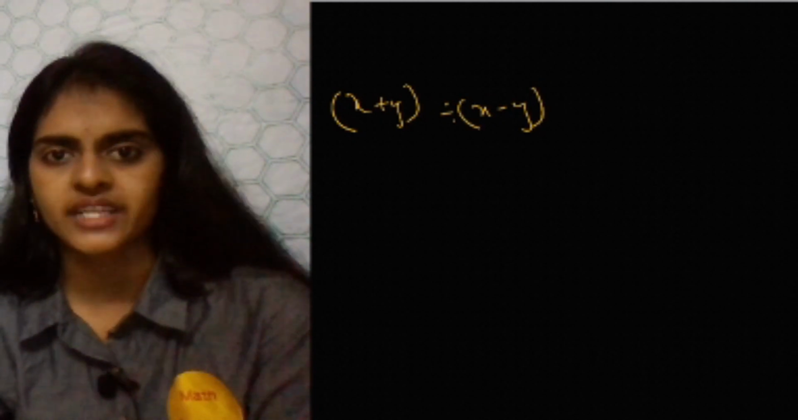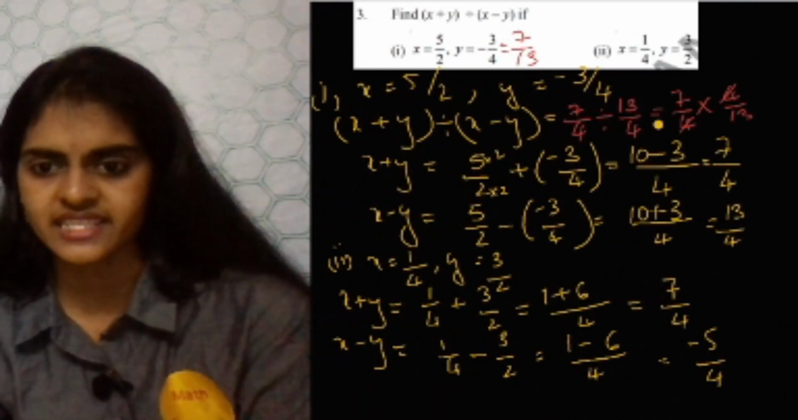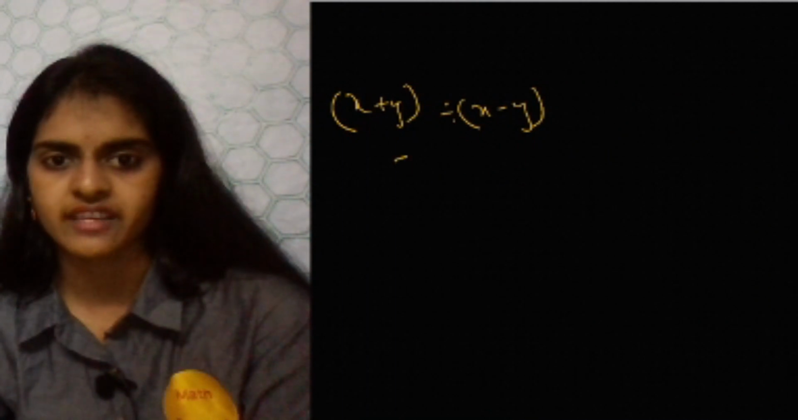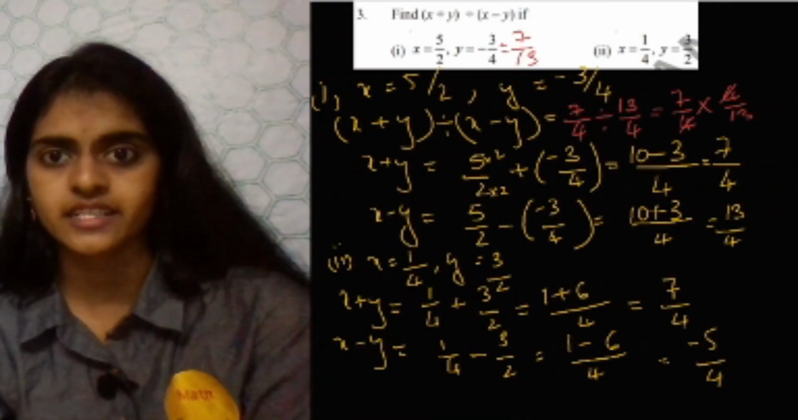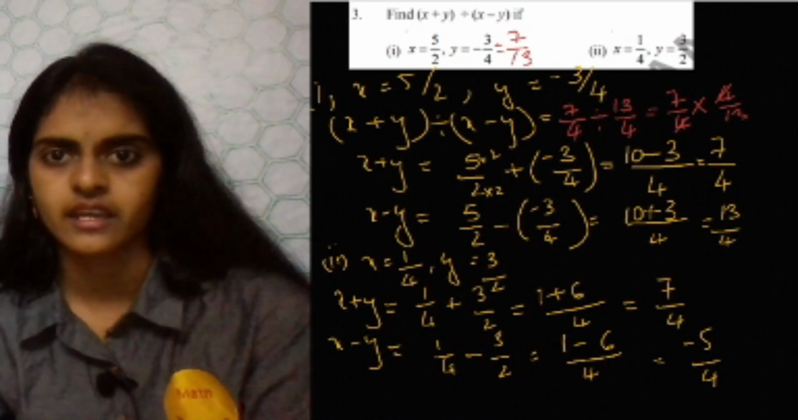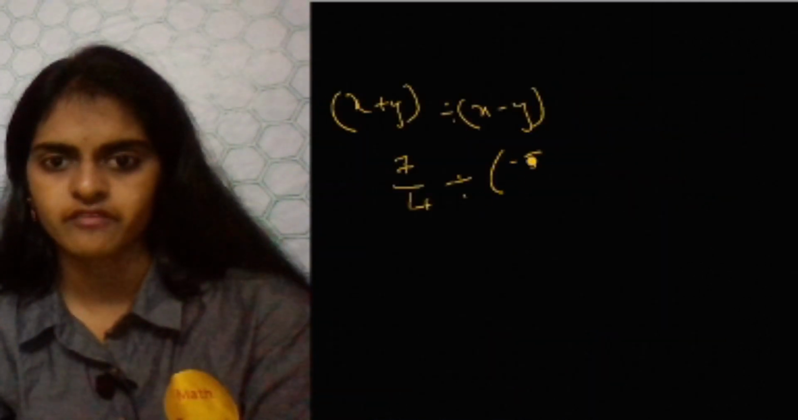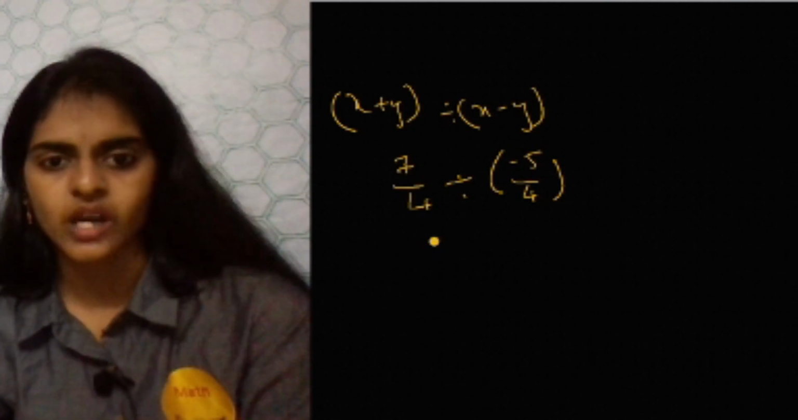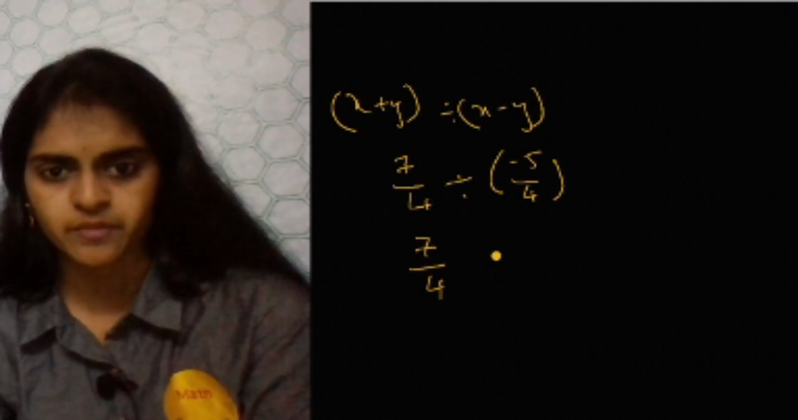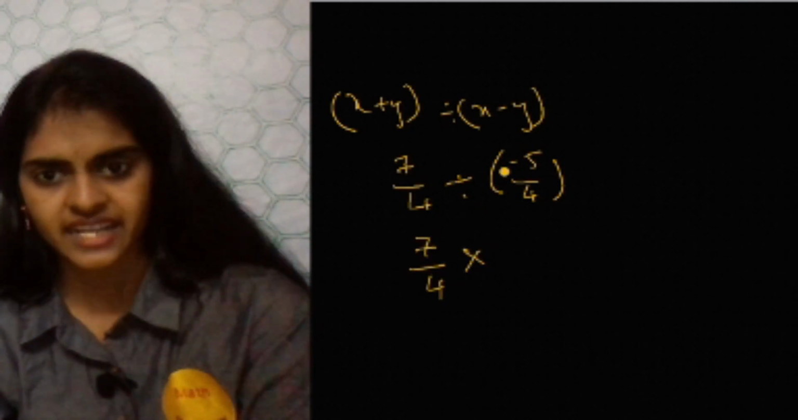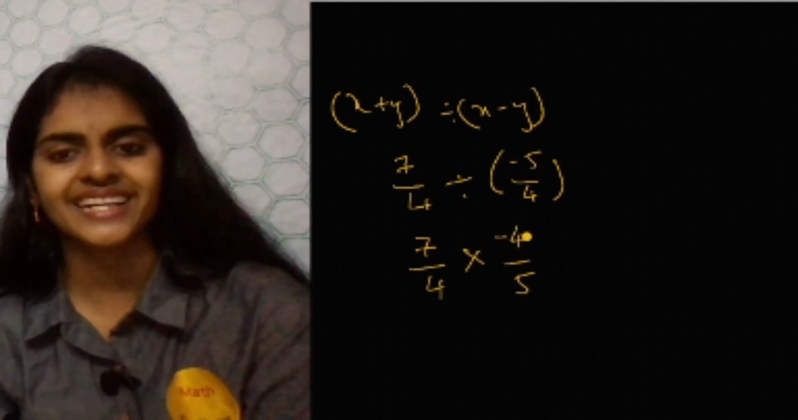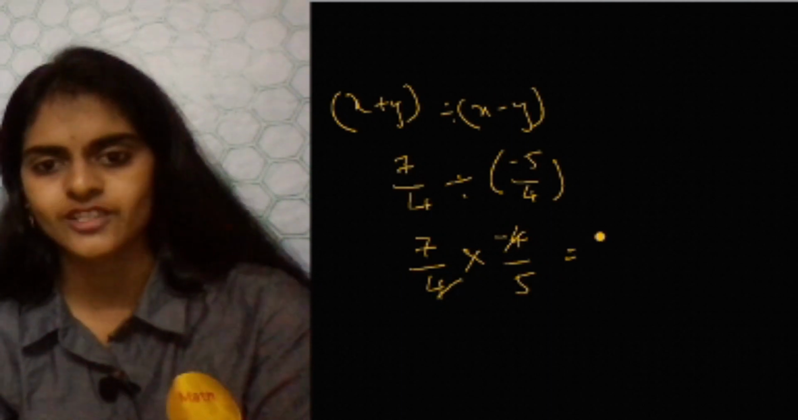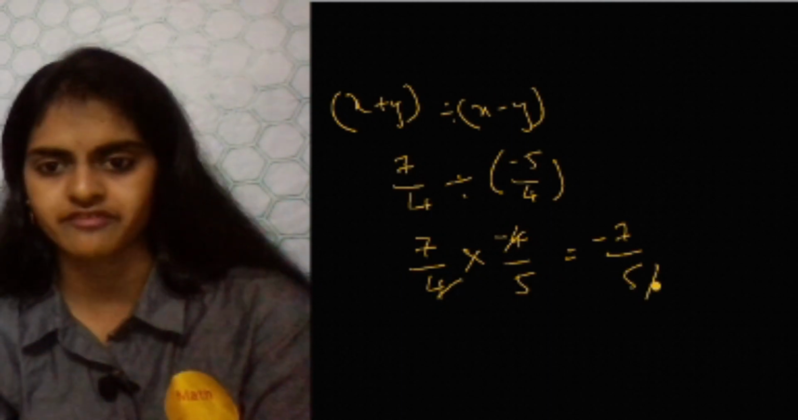Clear? So what is x plus y? X plus y is 7 by 4. So this is 7 by 4 divided by x minus y, which is minus 5 by 4. Now we will do it in this way. 7 by 4, division becomes multiplication and this becomes reciprocal. So it is minus 4 by 5. Clear? So 4 and 4 get cancelled. So this is minus 7 by 5.